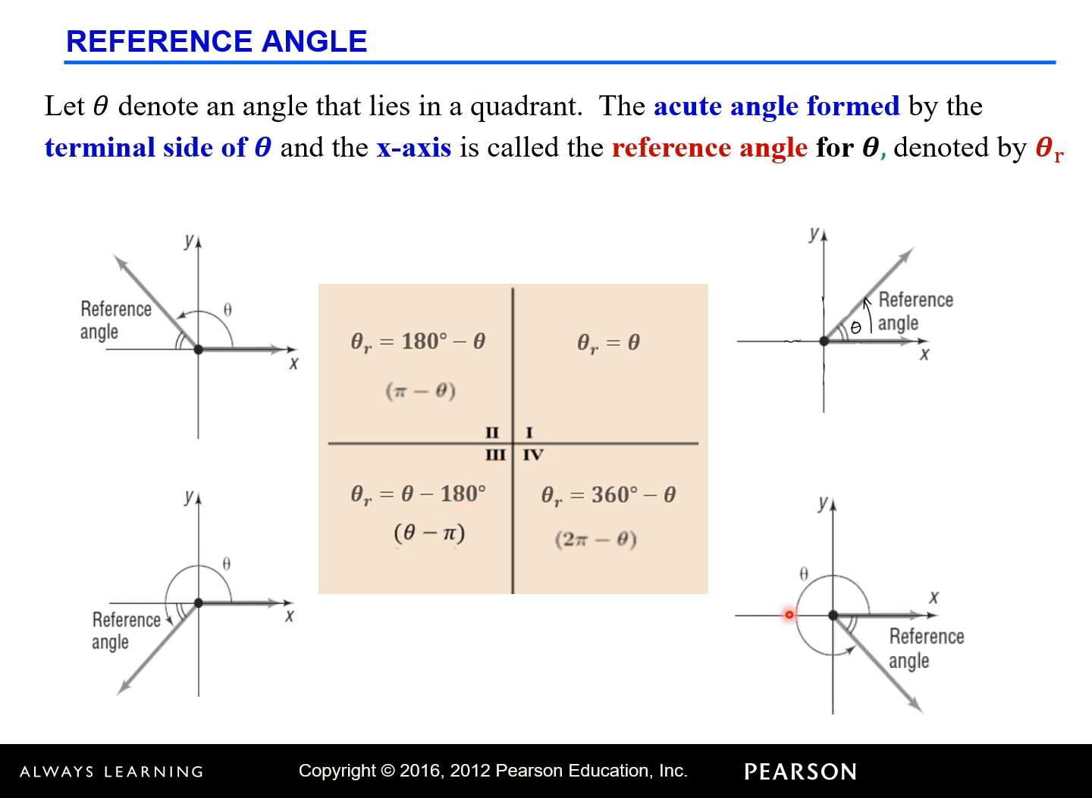And then when the angle is in quadrant 4, like this, the reference angle is this acute angle formed by the x-axis and the terminal side. And the formula is, since it's more than 270 but less than 360, 360 degrees minus theta, or 2 pi minus theta. So take note that this formula is used when the given angle is a positive angle and less than 360 degrees.